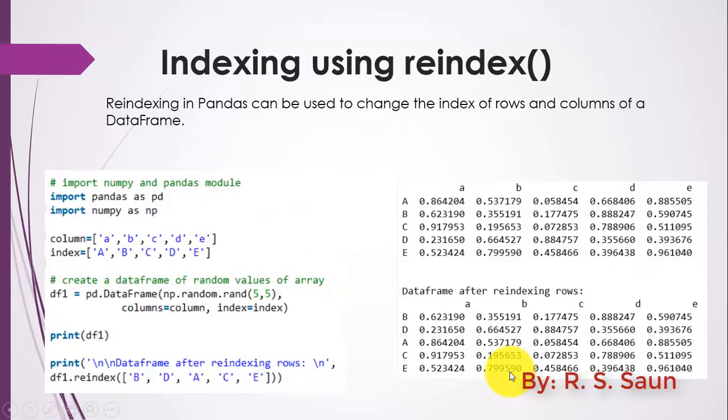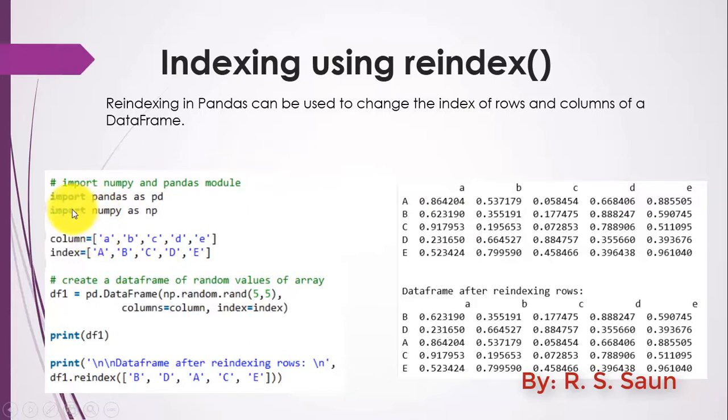Reindexing in Python can be used to change the index of rows and columns. That means the labels which are already given, we can change them. Previously we used the rename function to relabel the indexes, and today we are going to see how the reindex function can be used to change them. The working is a little bit different, so let us have an example and look into how it functions.